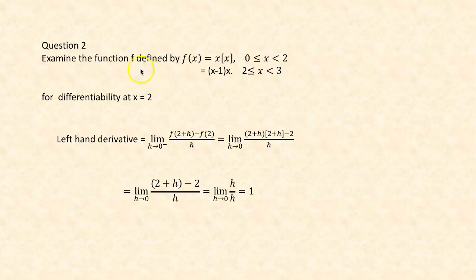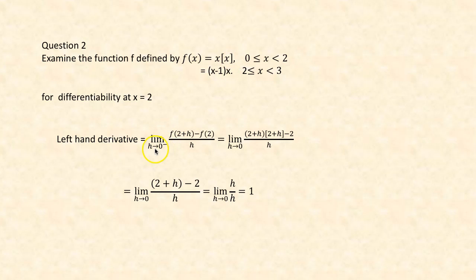Coming to question 2, examine the function f defined by f of x equal to x times bracket x, where 0 is less than or equal to x less than 2, equal to x minus 1 into x, when 2 is less than or equal to x less than 3, for differentiability at x equal to 2. Bracket x denotes the greatest integer less than or equal to x.